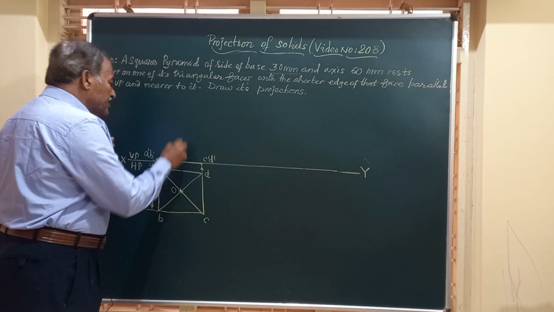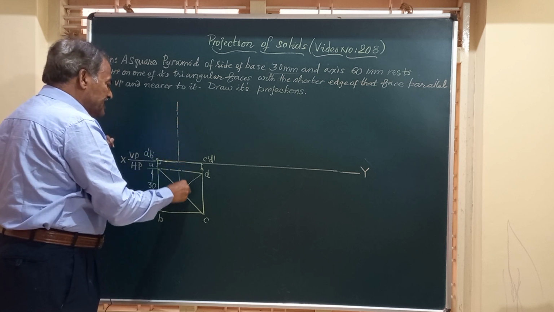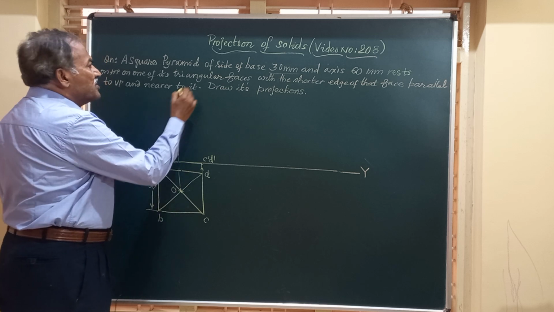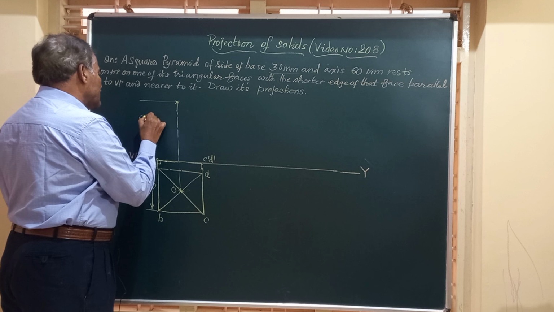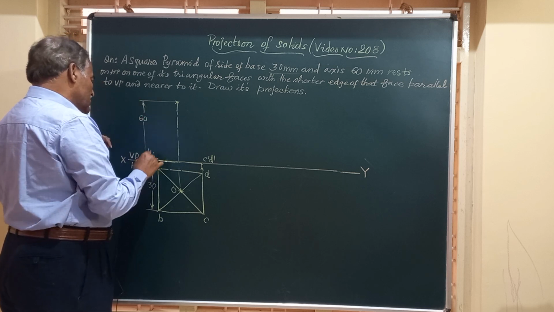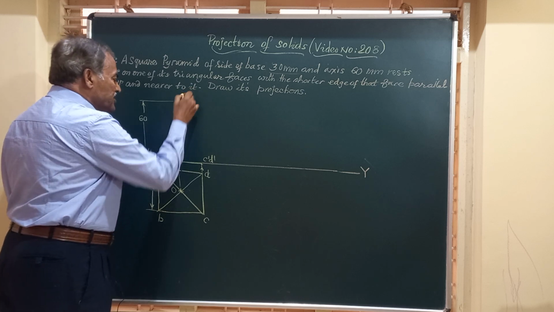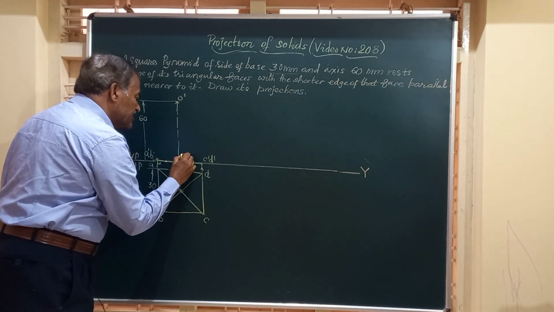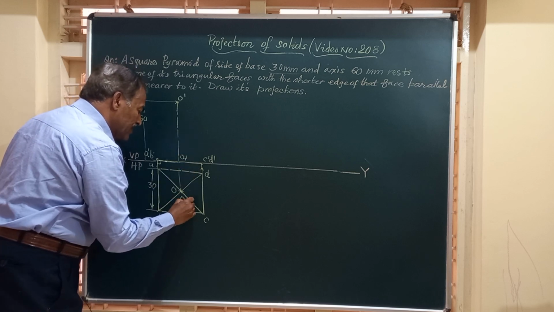So from this point O, draw a vertical line representing the axis. The height is given to be 60 mm. So I am going to mark the height of 60 millimeter, which is perpendicular to this HP. This we will call O dash, and the bottom center O1 dash. Here you get O comma O1.